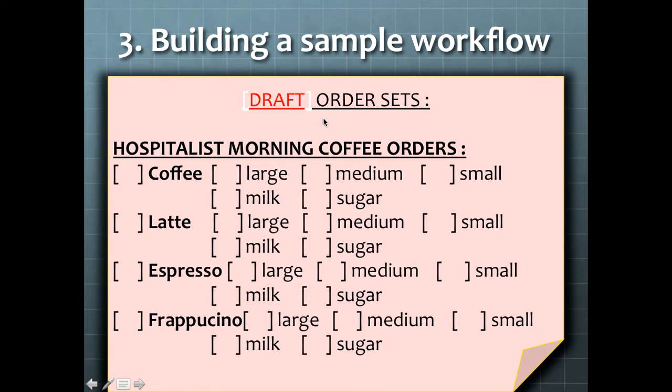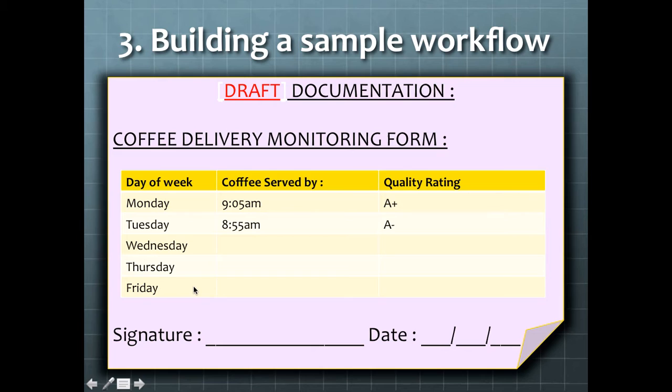And then we might also need some order sets, because we're going to want to get the orders from the physicians in the morning. So let's just say we put together a hospitalist morning coffee orders set. This allows the hospitalist to check off how many regular coffees they want, how many lattes they want, what size it's going to be, and what optional modifiers they want. This allows us then to collect the orders for processing.